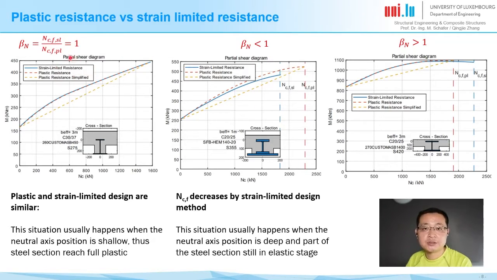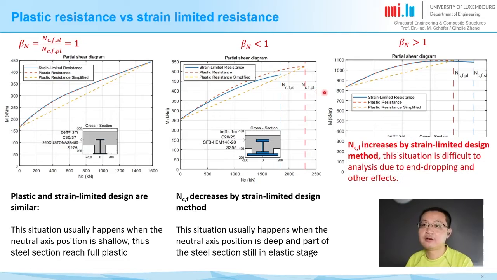The first situation is when the neutral axis is shallow, and then we have steel sections which are mostly plastic. In these cases, plastic and strain limit resistance can give very similar results as shown in these drawings. When the neutral axis position is a bit deeper, then part of the steel sections cannot reach plastic. In these cases, you may have two different situations: the first is beta n smaller than 1, and the second is beta n bigger than 1.